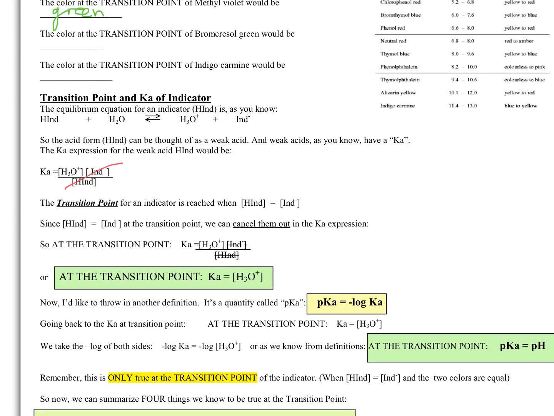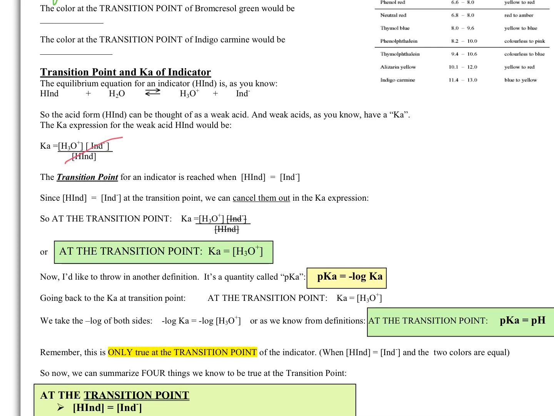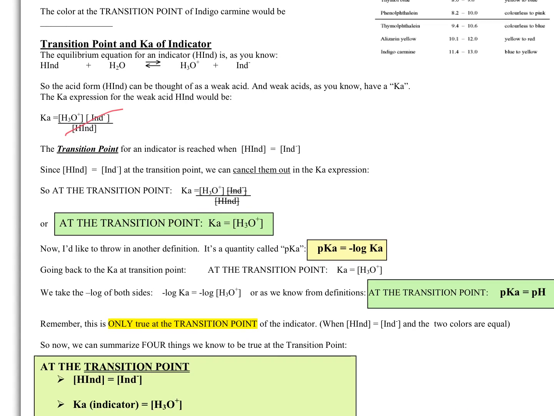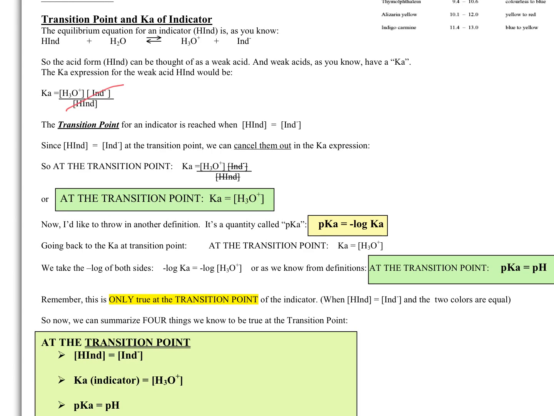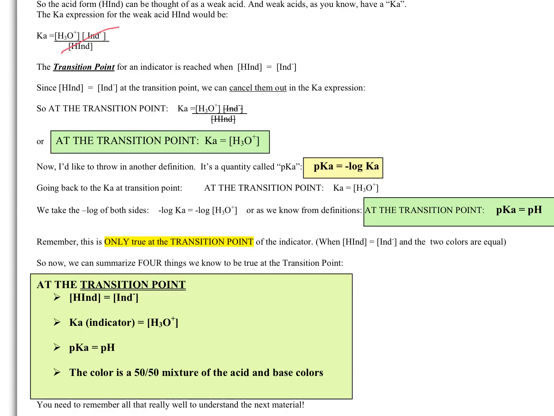So for now, we can summarize the 4 things we know to be true at the transition point. At the transition point, the concentration of the acidic and the conjugate base form of the indicator are equal. That's why we see an equal color. My Ka of the indicator equals the hydronium concentration at the transition point. pKa, therefore, equals pH. You just take a negative log of both of these, and this is your result. And your color is a 50-50 mixture of the acid and base colors at the transition point. You will need to remember all of this to understand the next material.